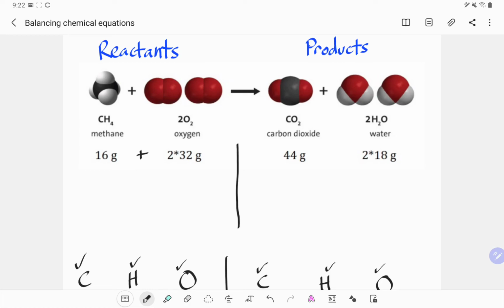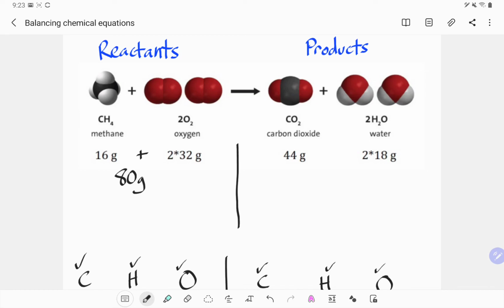We have 2 O2s. Each of those O2 molecules weighs 32 grams. So let's add all this up, and we see that on the left side of the equation, on the reactant side, we have 64 grams from here plus 16. So we have a total of 80 grams. So 16 plus 32 times 2 equals 80. We have 80 grams on the left side of the equation, 80 grams worth of molecules and elements.